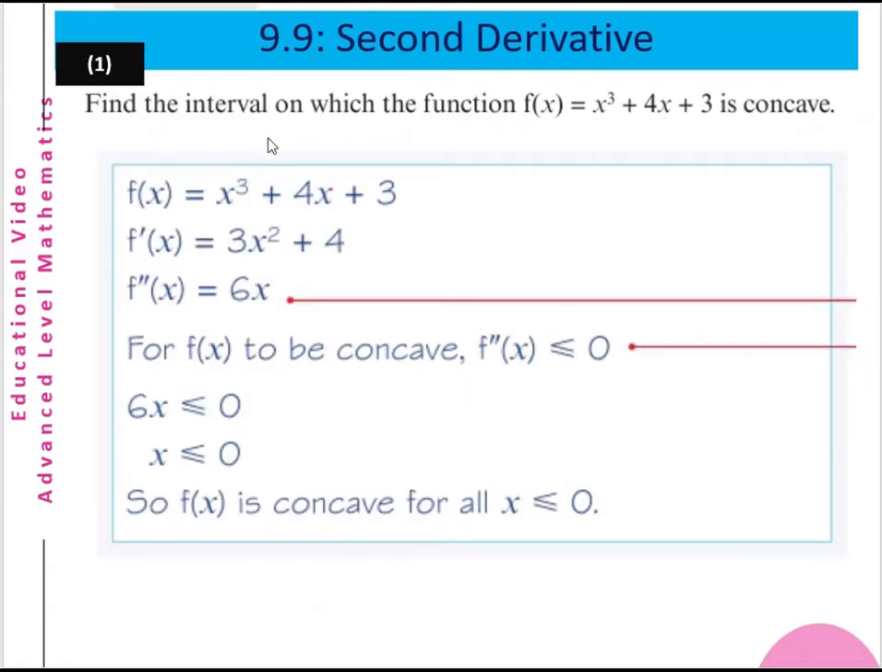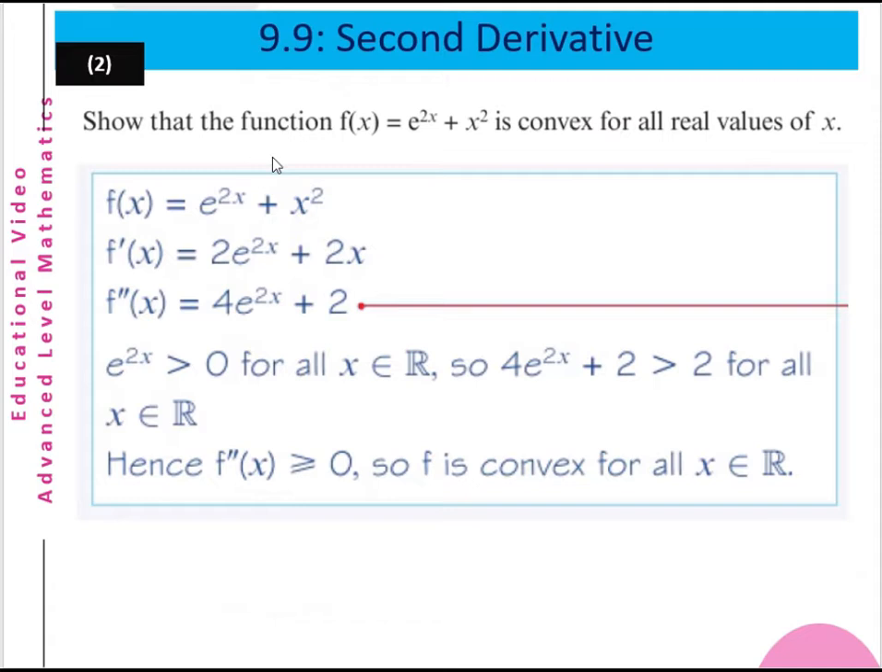Let's look at some examples. Find the intervals for which the function f(x) equals x cubed plus 4x plus 3 is concave. So with differentiation once, we get f dash x equal to 3x squared plus 4 and f double dash x equal to 6x. For f(x) to be concave, the second derivative must be less than or equal to 0. So 6x is less than or equal to 0 and x is less than or equal to 0. So f(x) is concave for all x less than or equal to 0. Or we can write it as from minus infinity to 0. For these x values, f(x) is a concave curve.